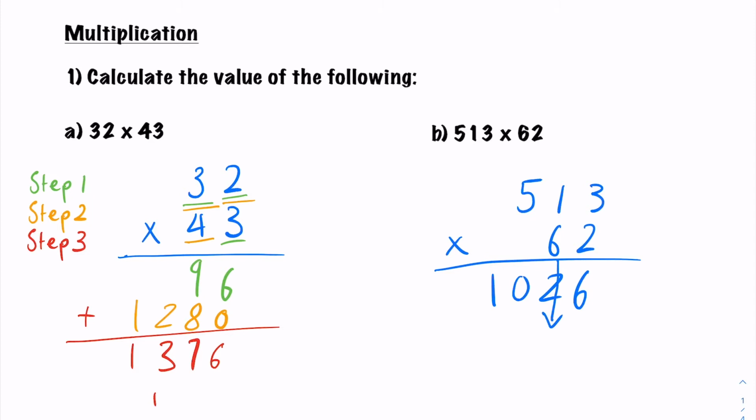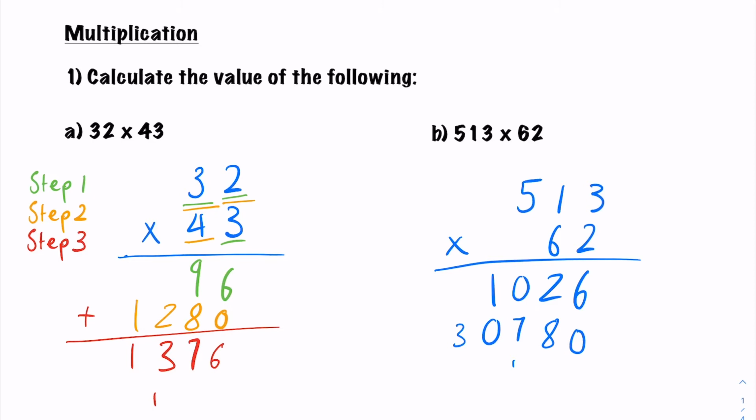So the gap, rather than leaving it as empty, just put a 0 there because we're dropping down to the next row. And so we've got 3 times 6, that's going to give you 18. So you put the 8 there, carry the 1. 1 times 6 is going to be 6, but with that extra 1 on top, it's going to make 7. And then 5 times 6, which is going to make 30. Again, you might as well just put the 30 straight in.